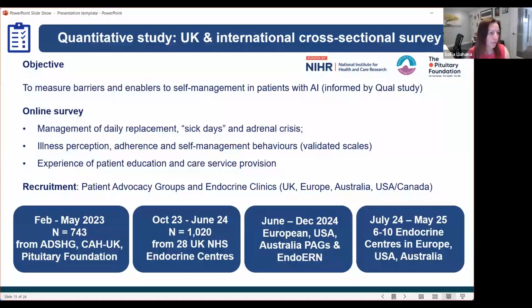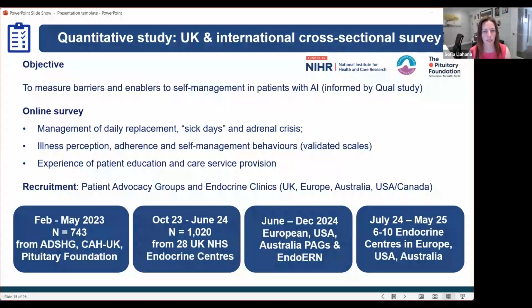Just very briefly, as Lottie mentioned, we started, and by we I mean myself and my research collaborators, with the Pituitary Foundation and the Addison's self-help group, who are collaborators in this study. We developed a research project aiming to identify what affects self-management: what people with adrenal insufficiency find difficult in managing their condition and their treatment. The aim is to develop an evidence-based online program that can support patients and their families with managing adrenal insufficiency.